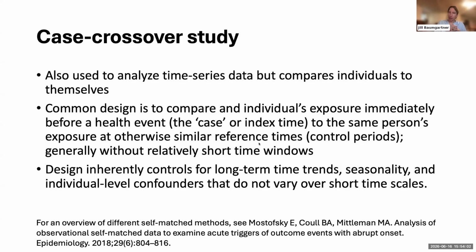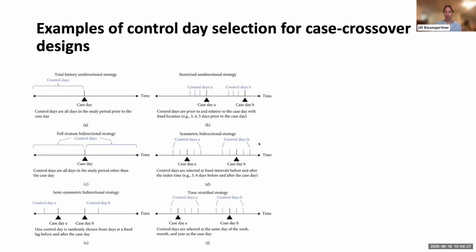So the nice thing about this type of design is that it controls for a lot of different things that could otherwise confound our results. So things like long-term time trends, seasonal patterns, or personal characteristics that don't really change over short periods of time. And because each individual is essentially compared to themselves, those time invariant factors drop out of that comparison. So the control days here represent the counterfactual exposure experience of each case, independent of the exposure on case day.